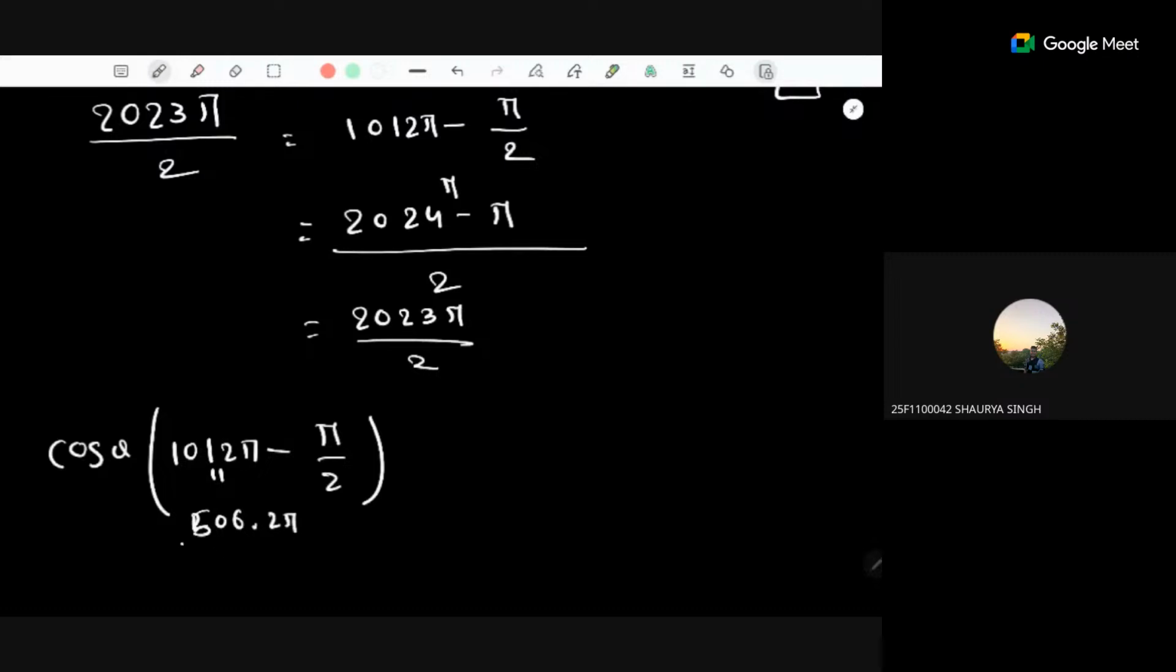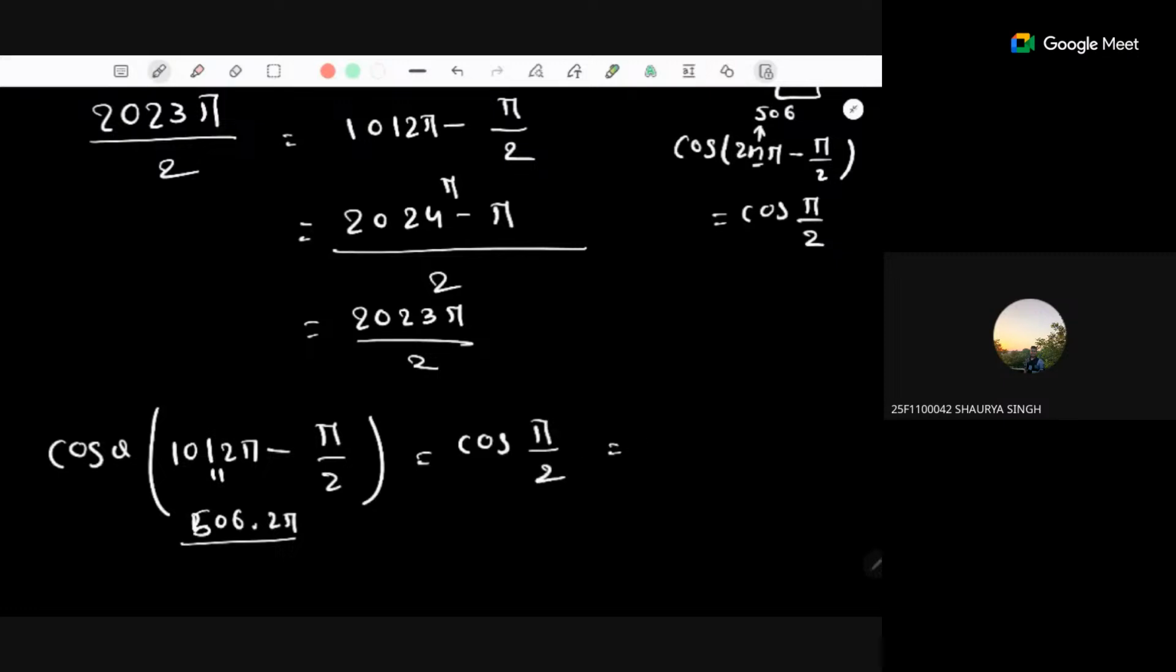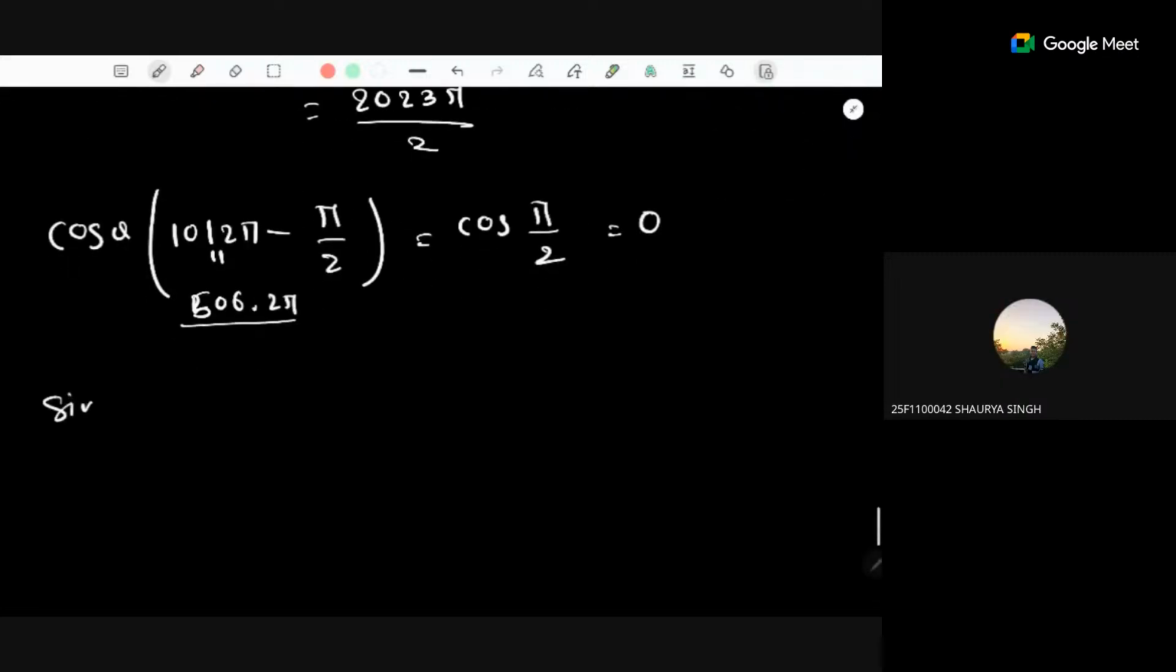Any multiple of 2 pi won't change the behavior of the sine and cos function, because we know that cos of 2n pi minus pi by 2 is the same as cos of pi by 2. Here the value of n you can take to be 506. So this is the same as cos pi by 2, and the value of cos pi by 2 is nothing but 0. Is that clear? Yes, ma'am. Similarly, sine of 1012 pi minus pi by 2 is also the same as sine of pi by 2, and this is equal to 1.